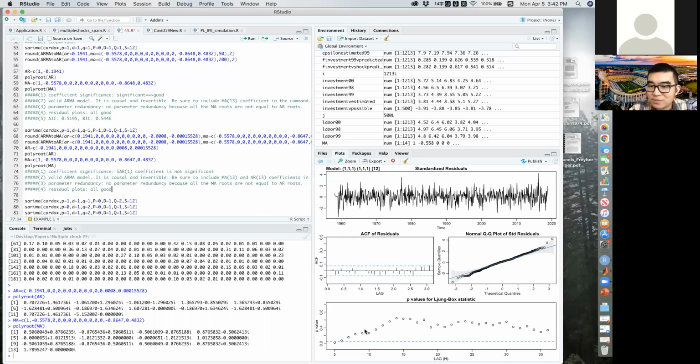And how about the residual plots? It seems to me that everything is good. The first lag is a little bit statistically significant, and all the other lags are statistically insignificant. So I think the residual plots are good.